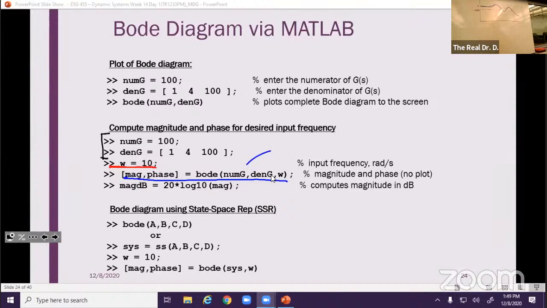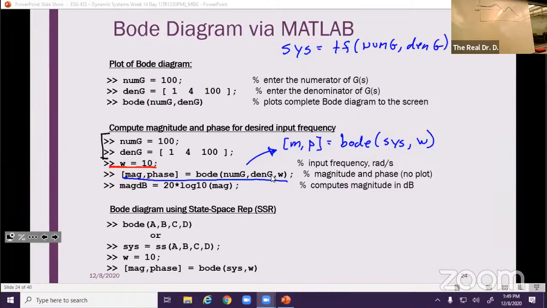Or, if you'd prefer, where sys is equal to tf. Yeah, I guess you could put the semicolon on this one too. Remember, if you put the semicolon on, we'll print it to the screen. So, okay.